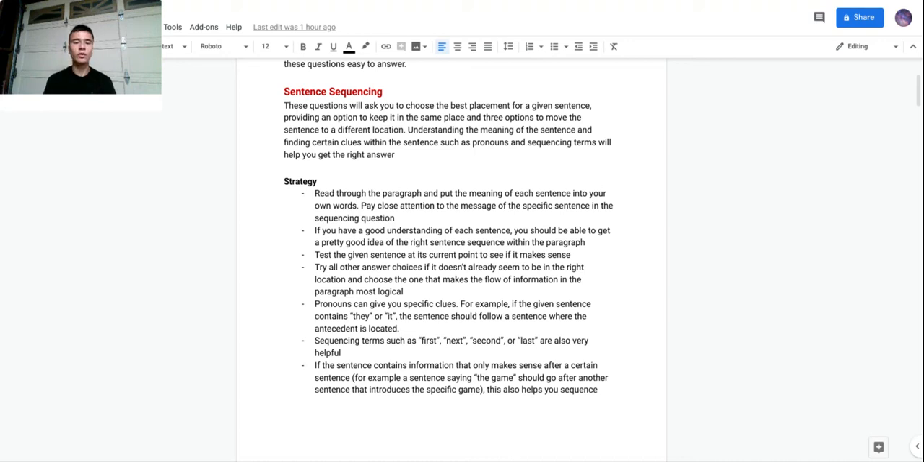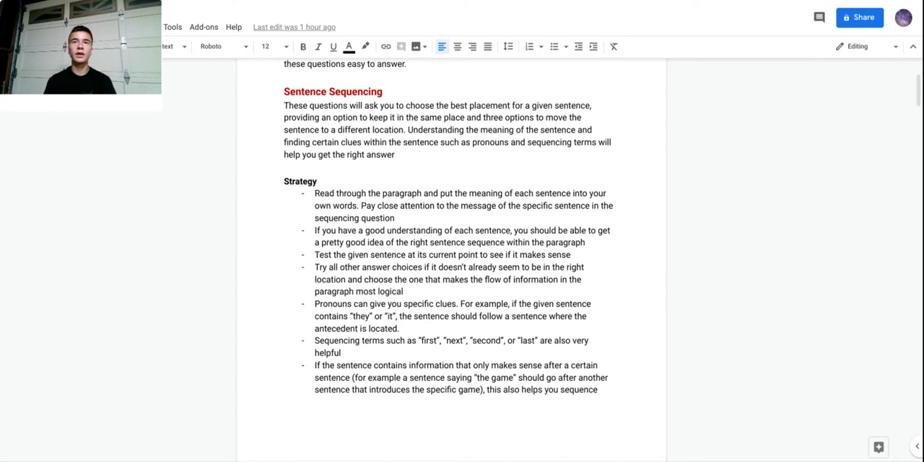The first thing you want to do is read through the paragraph and put the meaning of each sentence into your own words. Pretty much just know the basic message of each sentence and construct a flow of information. If you have a good understanding of each sentence, then you should be able to get a pretty good idea of the right sentence sequence.